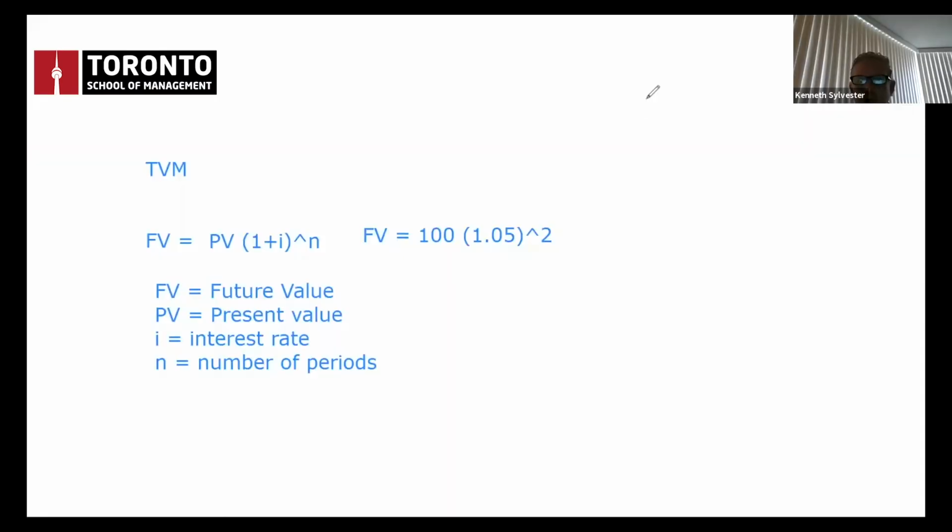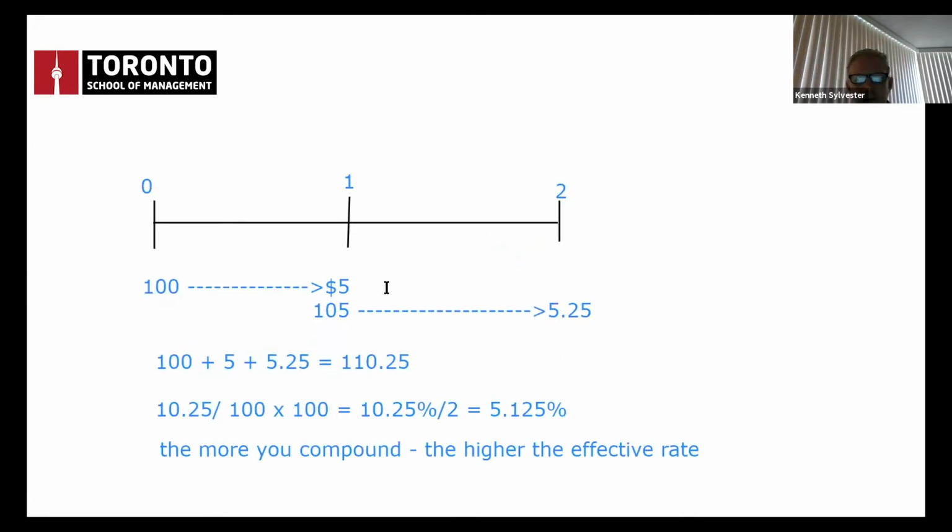And this is it right here. So 110.25 is the answer to that. And if I look at it this way, 100 plus 5 is 105. For another year, that gives me 5.25. We add 5.25 to the 105, and that gives me 110.25.